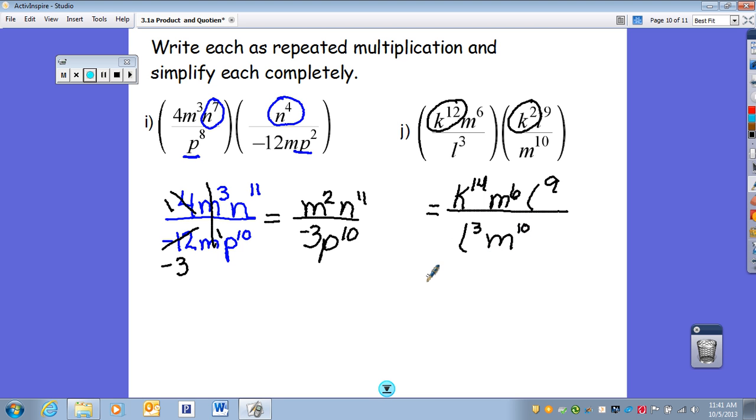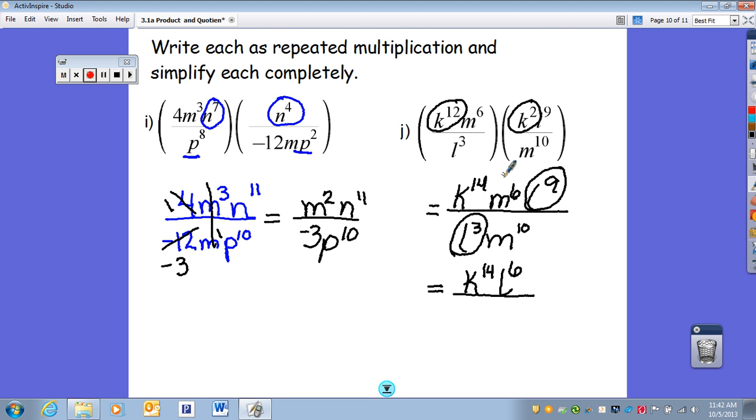So we're going to finish simplifying using our quotient rule. In the numerator, I have k to the 14th, and I do not have a base of k in the denominator, so that's going to stay as k to the 14th. In the denominator, I have l to the 3rd, and in the numerator, I have l to the 9th. So if I were to write those out in expanded repeated multiplication, I'd have 9 l's on the top and 3 on the bottom. There are more l's on the top, so that's where my base will end up. And when I simplify, I would subtract 9 minus 3. That's going to leave me 6 l's left.